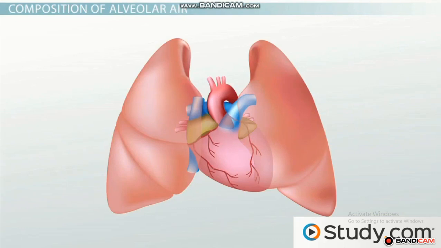Now that we've discussed how concentration and pressure affect diffusion, let's consider what happens to the concentration of oxygen in our lungs.